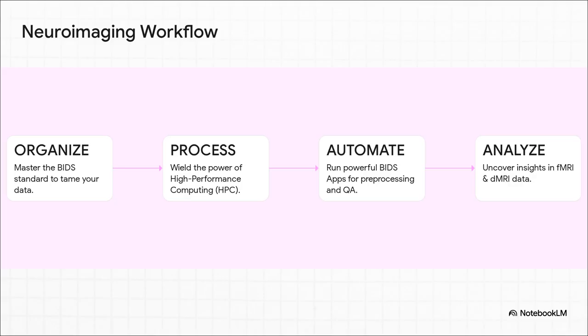Then you process it, and you do it at a massive scale using high-performance computing. Next, you automate all the really important stuff like pre-processing and quality checks. And finally, you get to do the fun part. You analyze that clean, organized data to find those incredible insights. It's a really clear path from total chaos to real clarity.